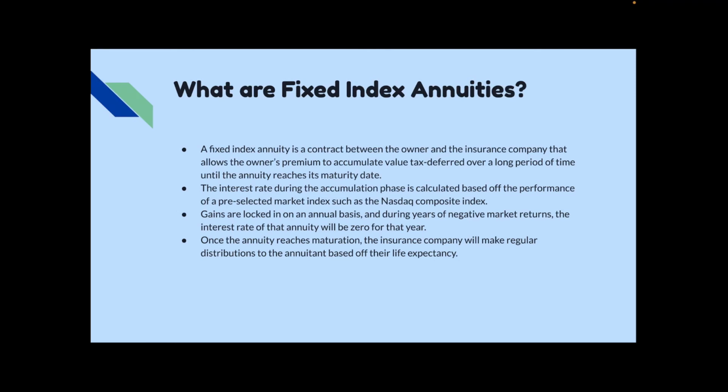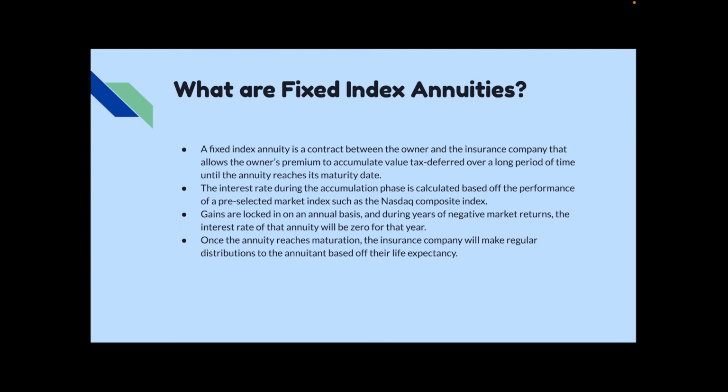A Fixed Index Annuity is basically a contract between the owner of the annuity and the insurance company. There are two phases for FIAs. The first phase is the accumulation phase, where you pay the premium, and the interest rate is determined by the performance of a pre-selected index, such as the NASDAQ or the S&P 500. Using several different calculation methods, this index performance is used to calculate your interest rate. Throughout your accumulation period of many years, whatever gains you experience from this interest rate are locked in on an annual basis.